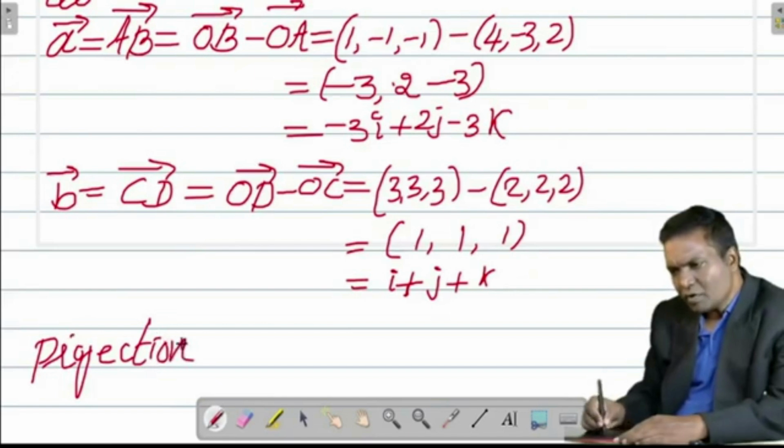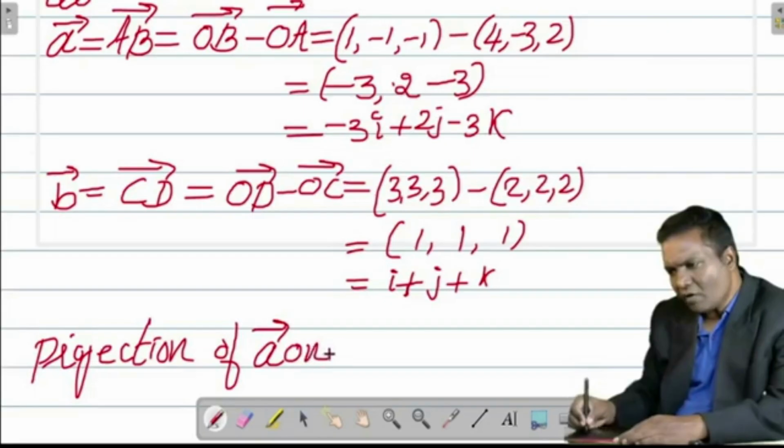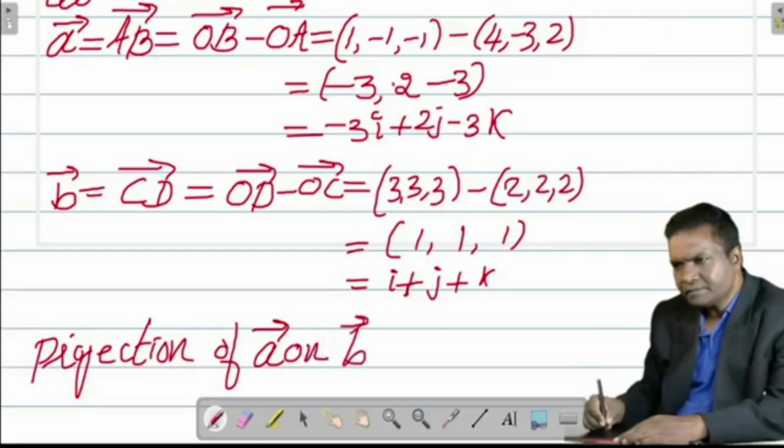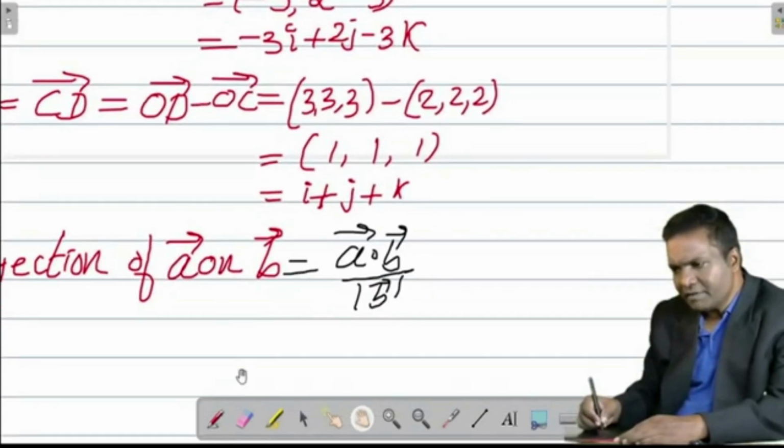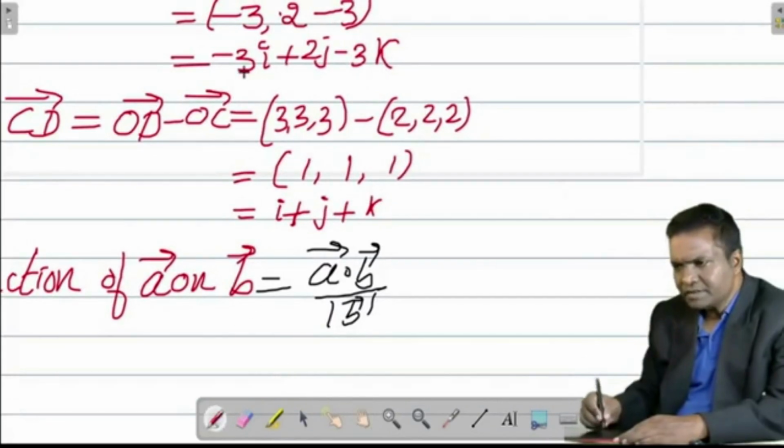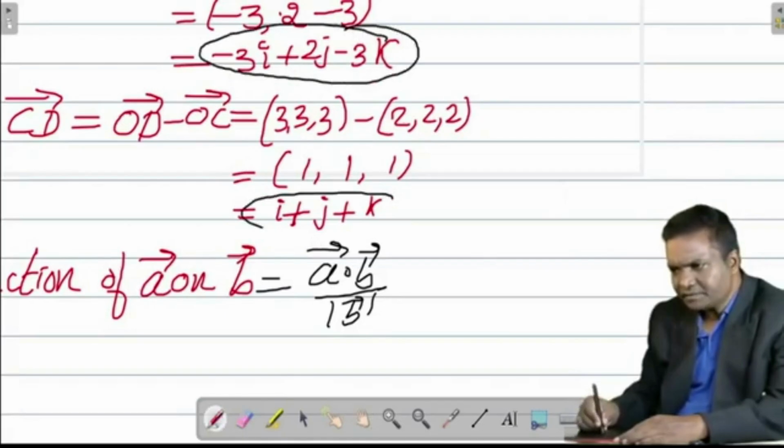we know this. Projection of vector A on vector B is given by vector A dot B by magnitude of vector B. So simply you can calculate the dot product of this and this.